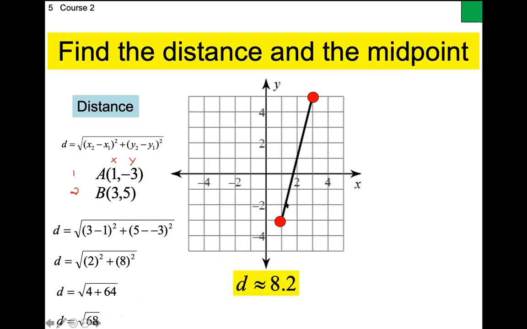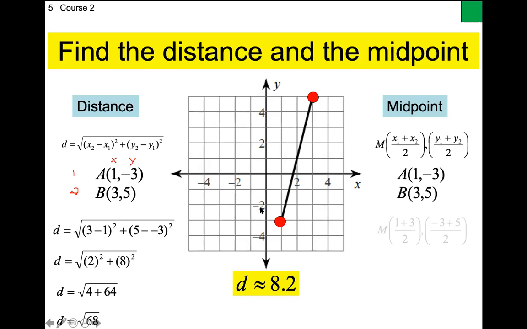Notice once again, diagonal lines, you can't count up squares and say that it's 8.2 units long. For the midpoint, I already have the points right here, and they're already labeled correctly, so I don't have to relabel. I just need to plug in the numbers. So (1 plus 3) divided by 2, (negative 3 plus 5) divided by 2. If you want to rewrite the points, you can.